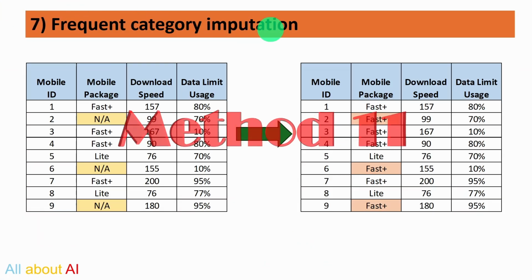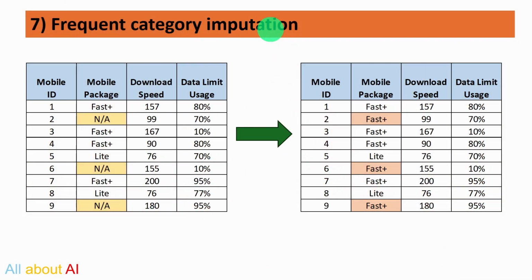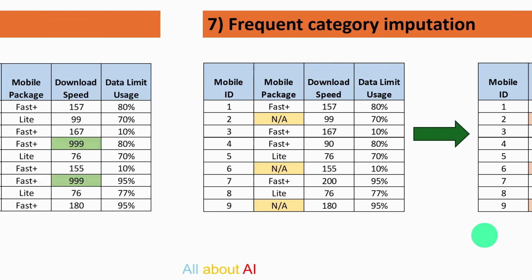Frequent category imputation. In this case, we replace the missing value by the most frequent category. So here, for mobile package, the most frequent category is first plus. So for these missing values, we'll be replacing with first plus. Usage is mainly for categorical variables, and drawbacks are almost similar to mode imputation. Code is also similar to mode imputation, thus not showing here separately.